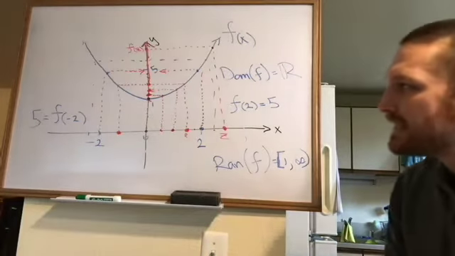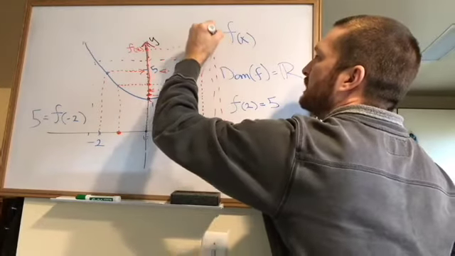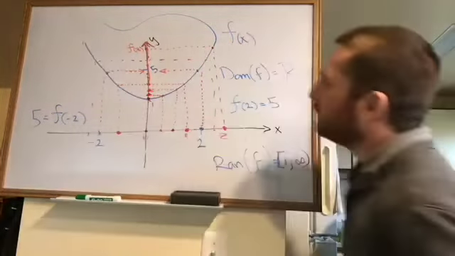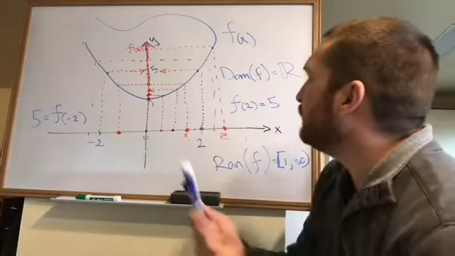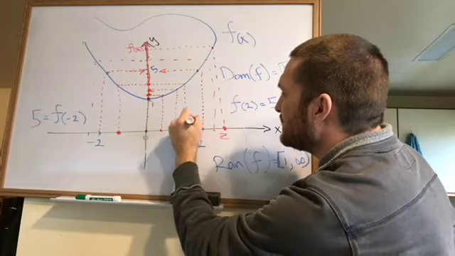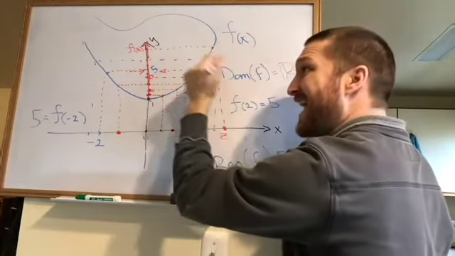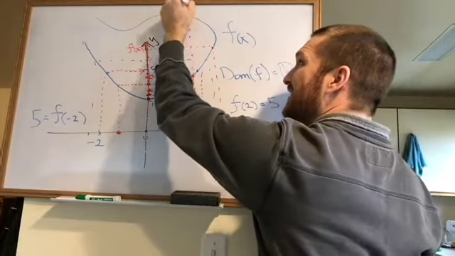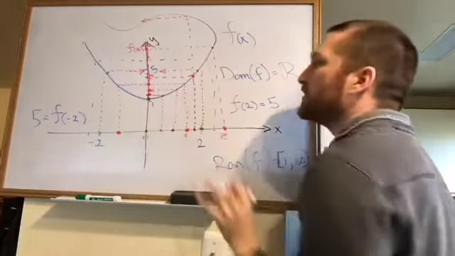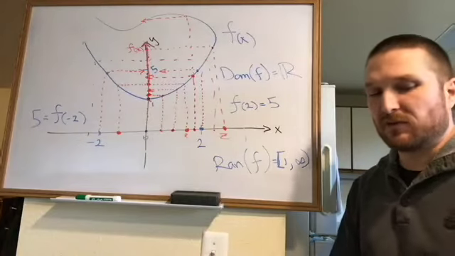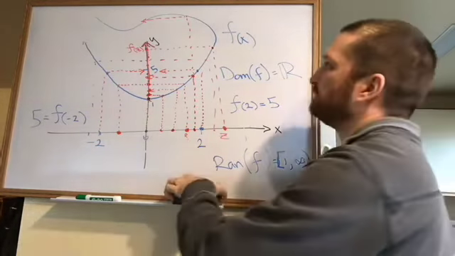That would not be the case if I drew something like this. In that case, you'd say, well, hold up. When I plug in a number here, this says that I get this number as an output, and it says that I get this number as an output. One input goes to two outputs, so it would not be a function. It would fail the vertical line test.